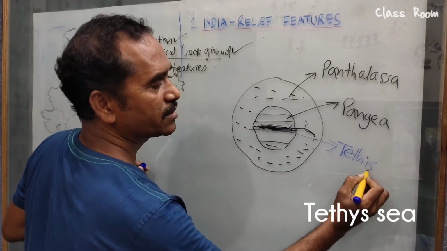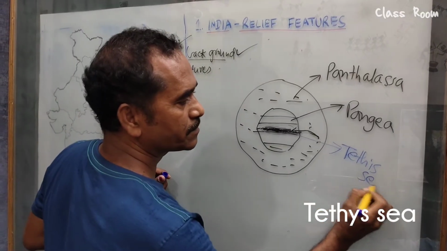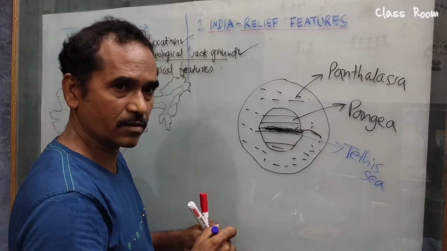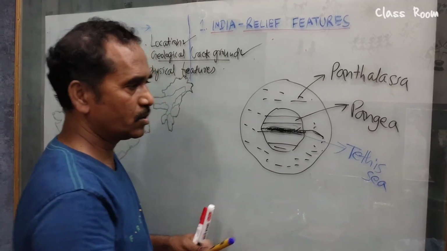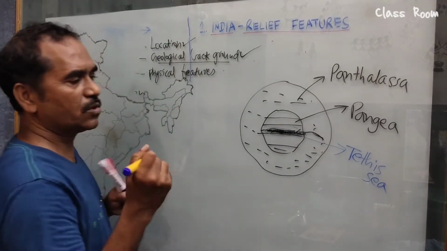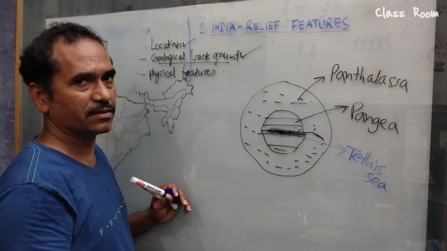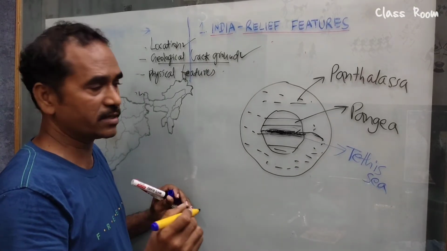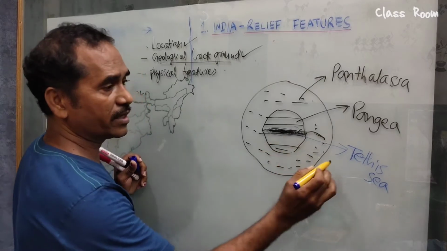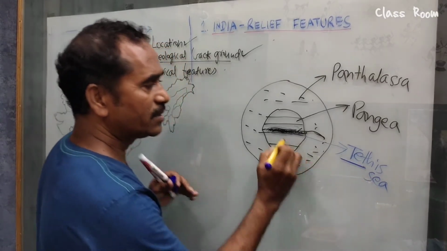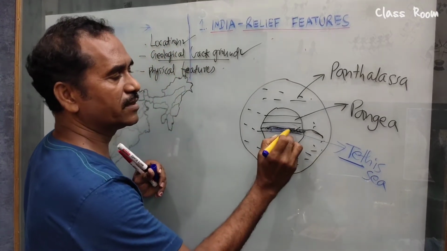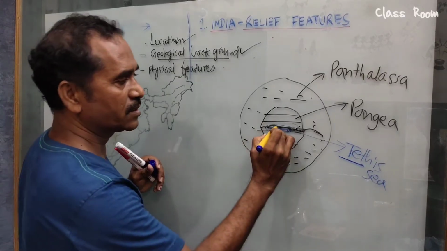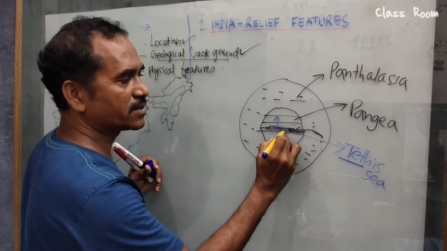T-E-T-H-Y-S. Tethys Sea. Is it visible? Blue? Okay. Tethys Sea. So after 200 million years ago, what happens? Now let's see the Tethys Sea. The Tethys Sea divides this Pangaea into two parts, the north one and the south one.